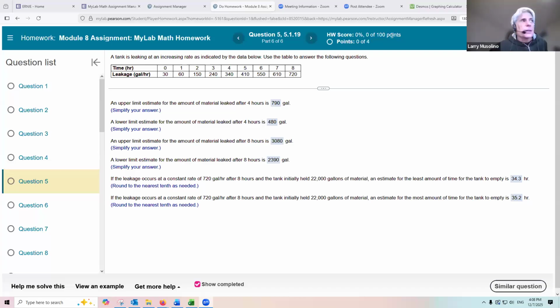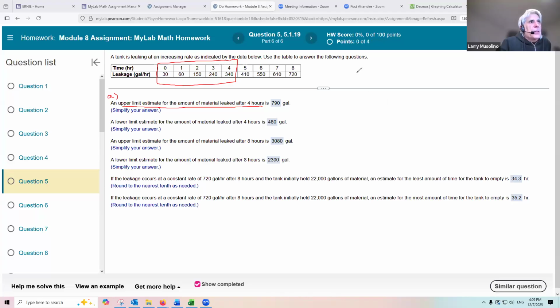All right, let's take a look at this example. This is typical of several examples like this, where instead of giving you the function, like the examples we did a few minutes ago, they're going to give us a table. You could think of it as a table of XY values. All right, so let's go to part A here. It says an upper limit estimate for the amount of material leaked after 4 hours. So we're going to go for 4 hours here.